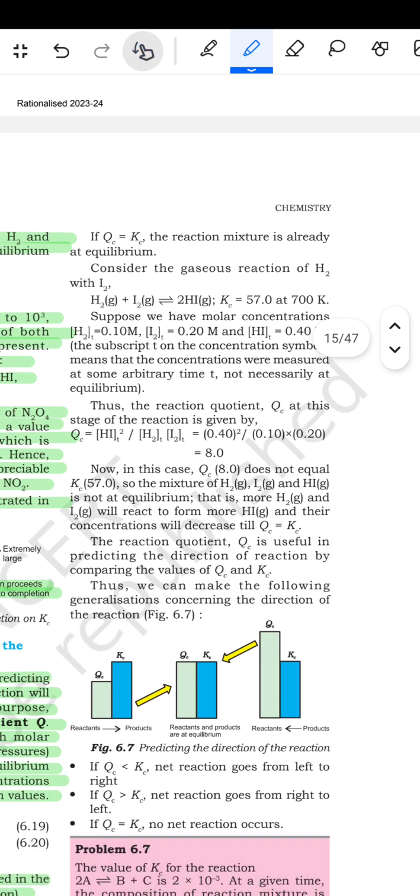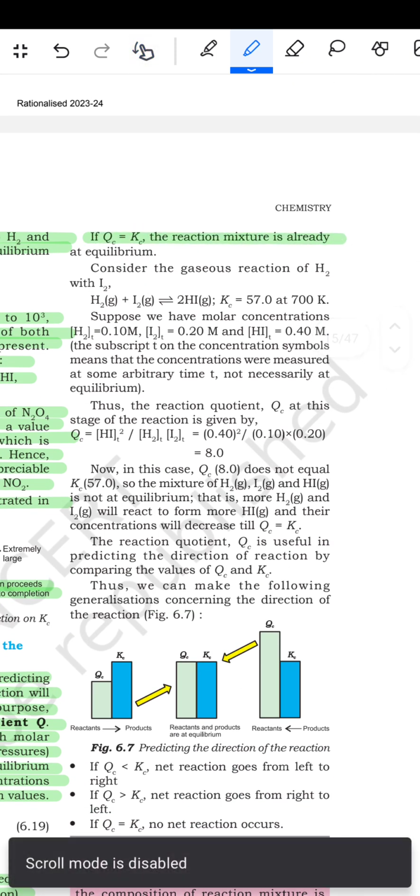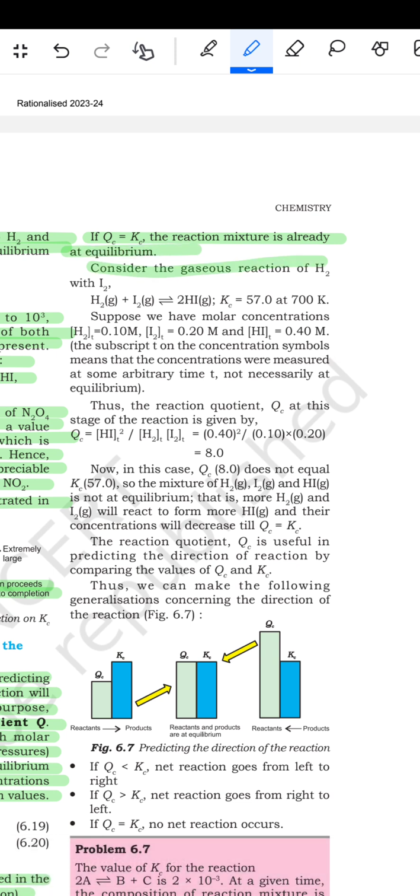अब if Qc is equal to Kc, the reaction mixture is already at equilibrium पर होगा. और consider the gaseous reaction of the H2 with the I2. तो H2 plus I2 होता है 2HI, Kc होता है 57.0 at 500 Kelvin पर. तो suppose we have the molar concentration H2 0.1 molar, I2 0.2 and HI 0.4 molar. The subscript t on the concentration symbol means that the concentrations were measured at some arbitrary time t, not necessarily at the equilibrium. Thus, the reaction coefficient Qc at this stage of the reaction is given by इतना.